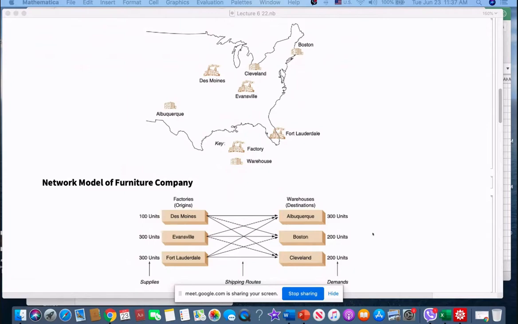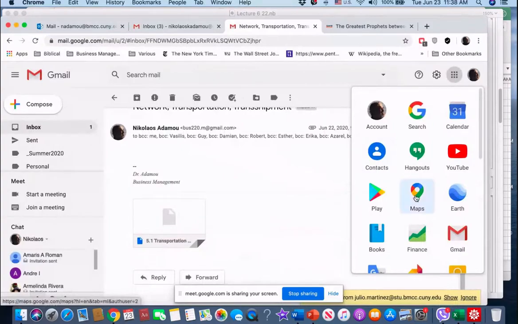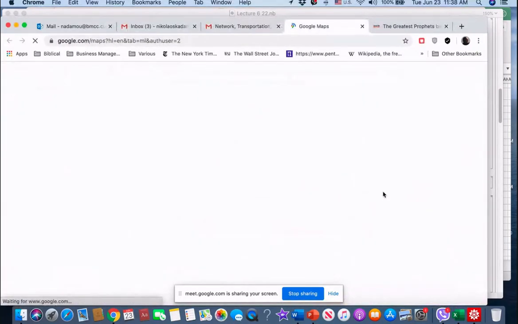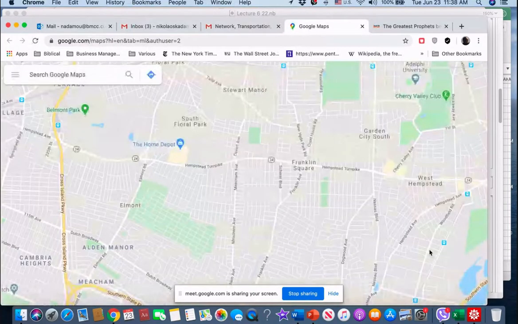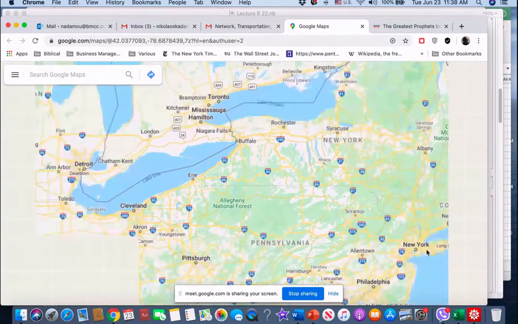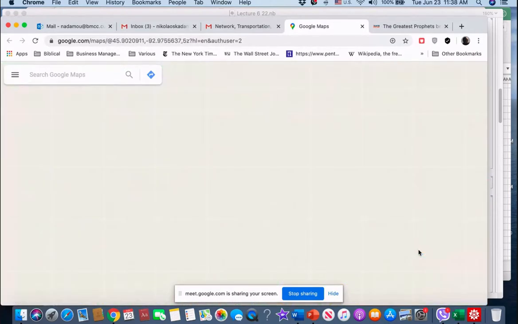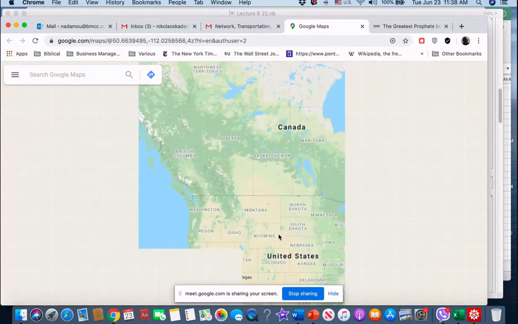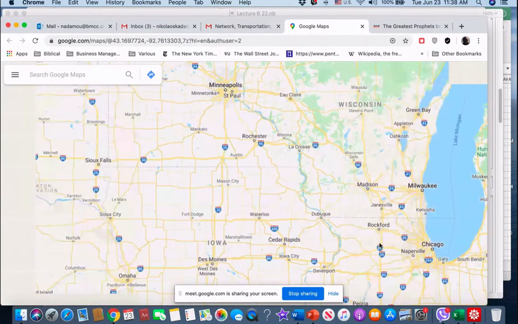If you look at your Google map from Des Moines to Albuquerque, there is only one connection. Is it the only connection or not? And I want you to go to Google Maps. I see what is happening with Google Maps. I take the Google map and I put it to the right perspective, and what I see here is highways.